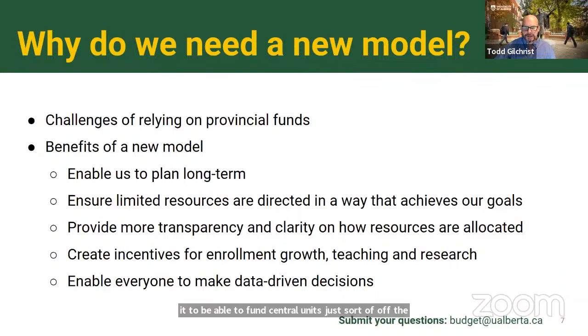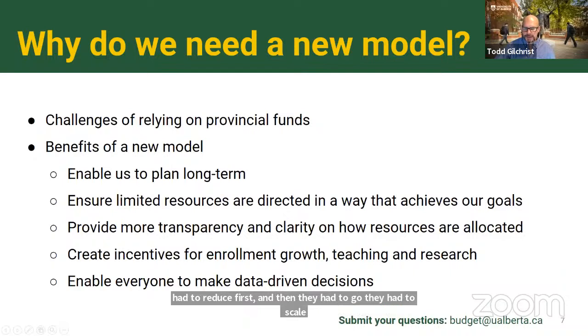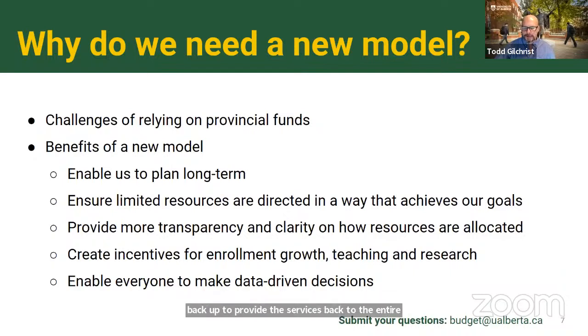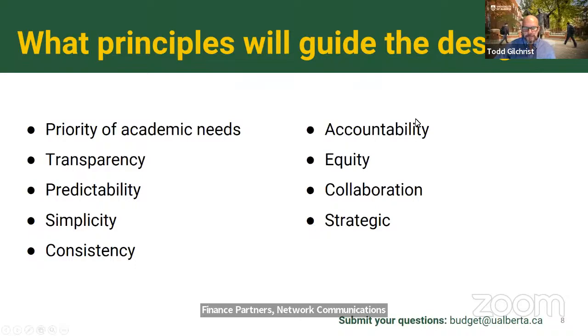So all across the university, all faculties, departments, and units have had our budgets reduced. Again, everybody should be familiar with that as we move through the last 3 years or so. However, central units had to reduce first, and then they had to grow. They had to scale back up to provide the services back to the entire organization, because services that were provided at the faculty level are not any longer. Some examples to think about would be IT support, HR, finance partner network, communications, supports, student services, etc.